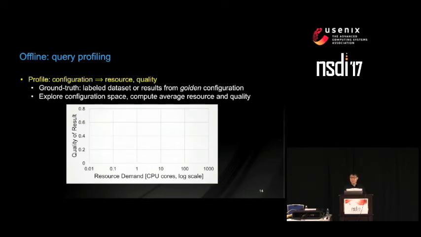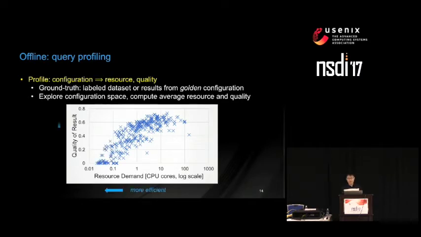Here we use the x-axis to show the resource demand, which is the number of CPU cores in log scale, and the y-axis to show the aggregated result quality. For each configuration, we run the query on the dataset, calculate the average resource usage and the average quality relative to the ground truth. And each blue point here is a result of one certain configuration on the entire license plate dataset. We can see that towards the left, the configurations are more efficient in their resource usage, and towards the top, the configurations give you more accurate results.